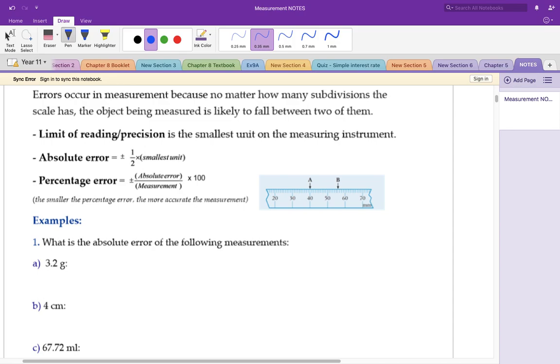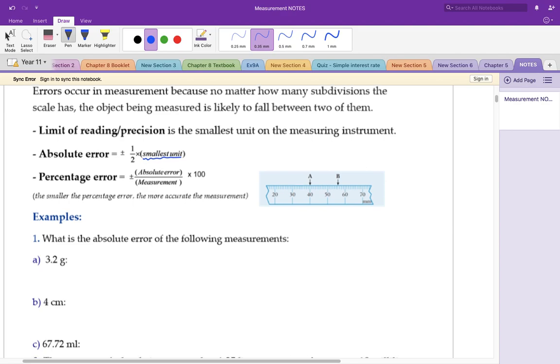So now absolute error, which is always going to be a question in HSC multiple choice, is equal to plus or minus half times the smallest unit. So what does the smallest unit mean? It's the value that you can measure to, so your limit of reading. And the percentage error is absolute error on the top and measurement on the bottom, and you times that by 100. So these are the two formulas that you need to memorize.